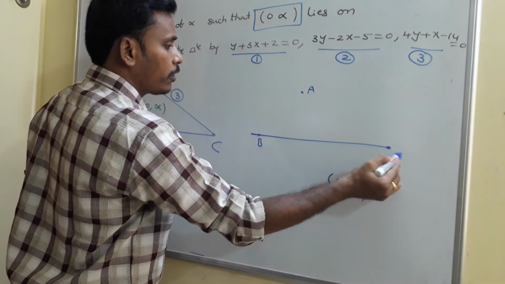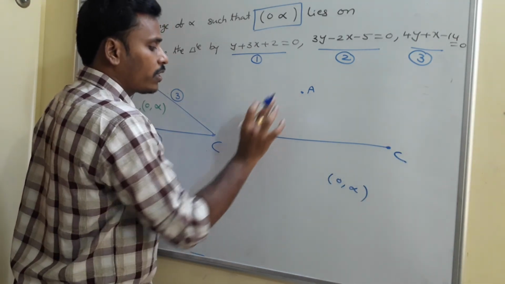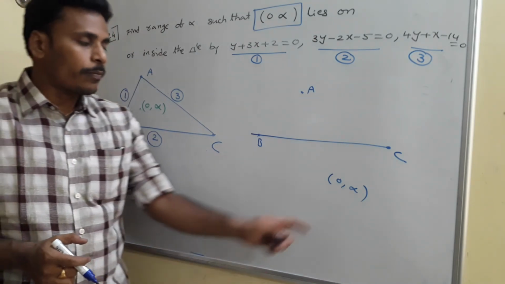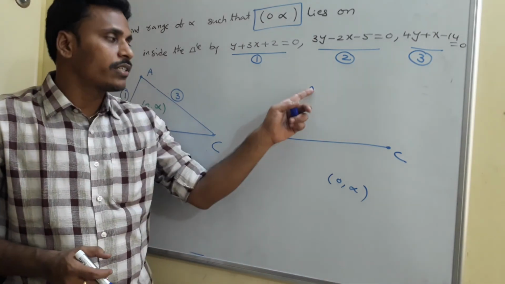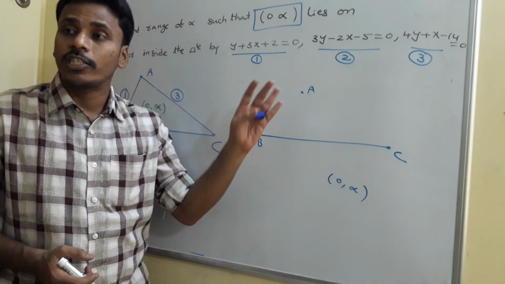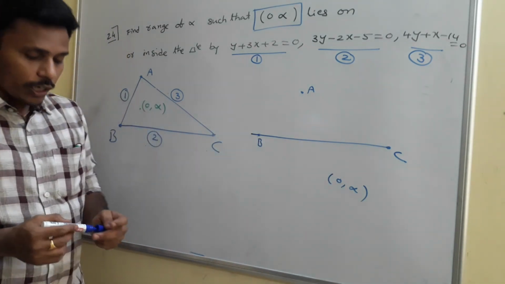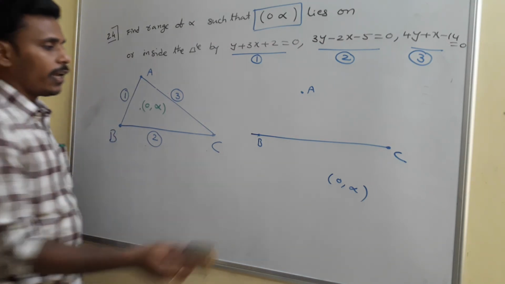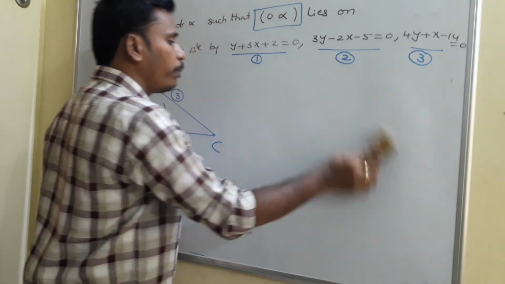This is the line BC. Okay, A is a point on this side and 0 comma alpha is on the opposite side. Then is there any possibility to get 0 comma alpha inside the triangle ABC? For sure no, because A is on that side and 0 comma alpha on this side. So first of all, you need to get an idea that 0 comma alpha and A are on the same side of BC.